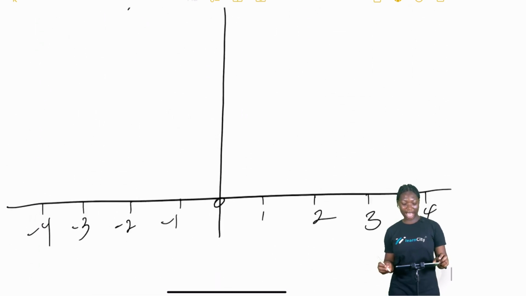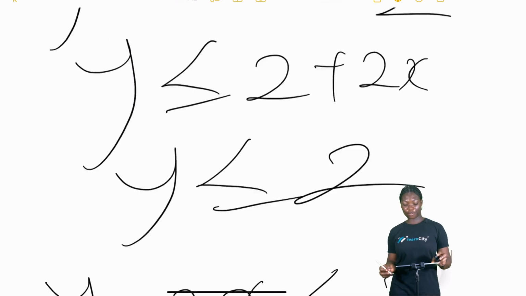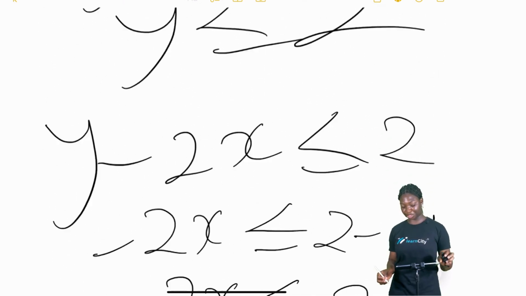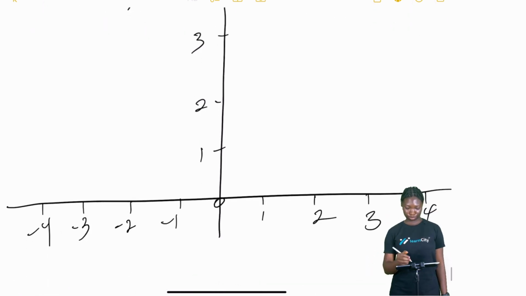Now, where y is 0, we have here to be 1. Now, for the first part, we have (0, 2) and (3, 0). Where x is 0, y is 2. And where x is 3, y is 0.